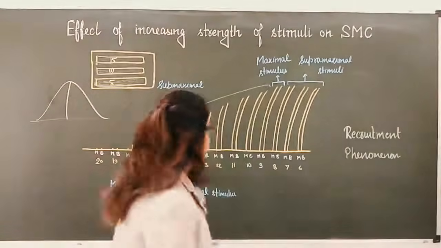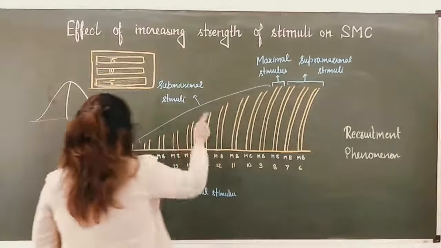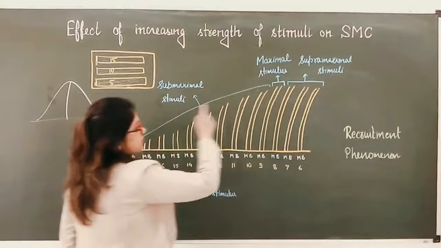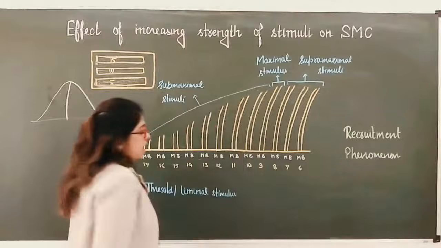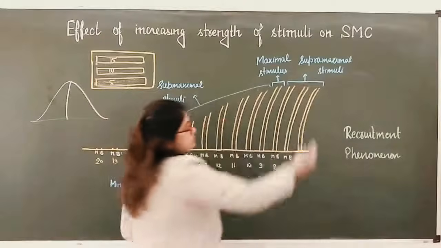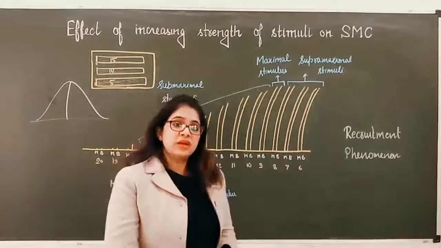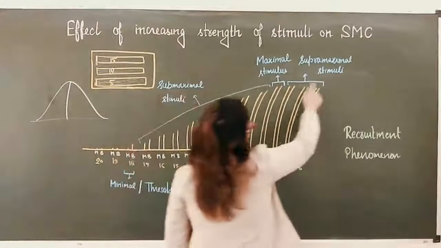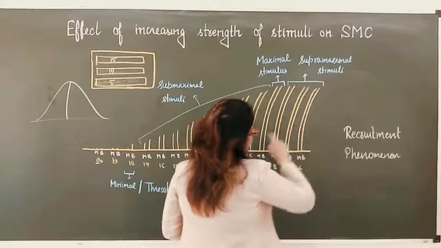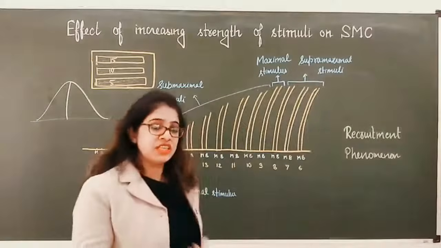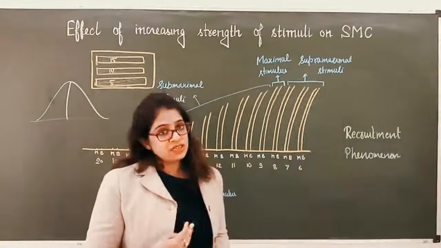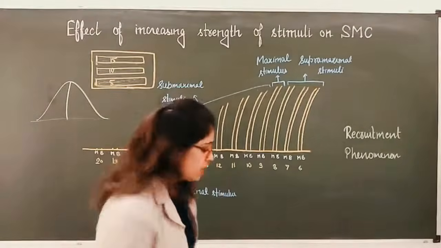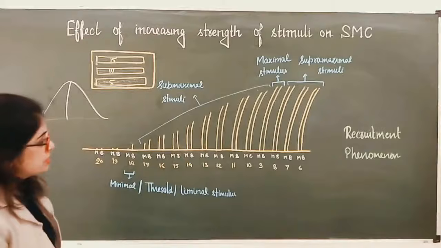Okay. What is submaximal? The responses between the threshold stimulus and maximal are submaximal, and the responses after the maximal stimulus are supramaximal stimuli. So here these are supramaximal stimuli. We kept on increasing the strength of stimuli, but there was no change in the height of the curves, or in other words, there was no change in the force of contraction of the muscle. Okay, so these are a few definitions here.